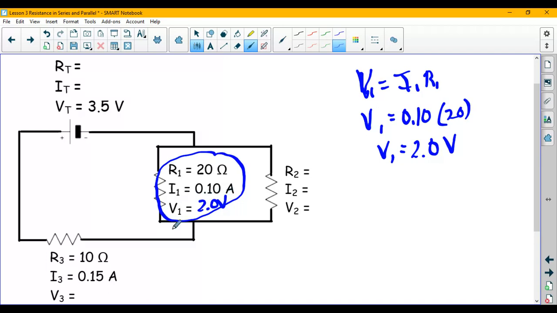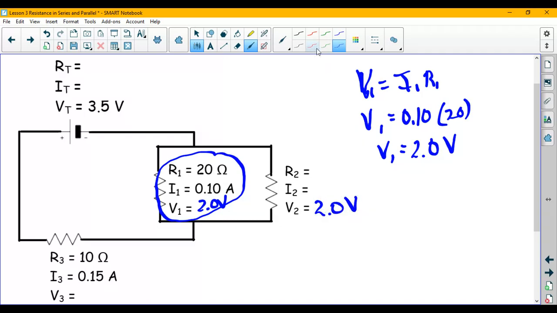Now, why is this easy? Well, because now I have this resistor in parallel with this resistor. And what does Kirchhoff's laws tell me? Kirchhoff's laws tell me that any two resistors in parallel are going to have the same voltage or potential difference, which means if that one's 2, this one is also 2.